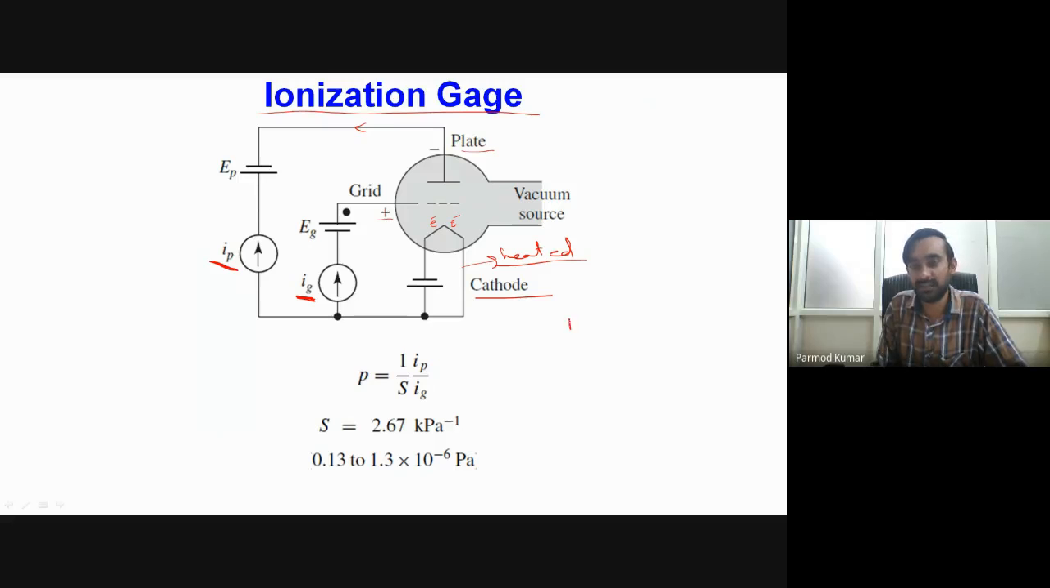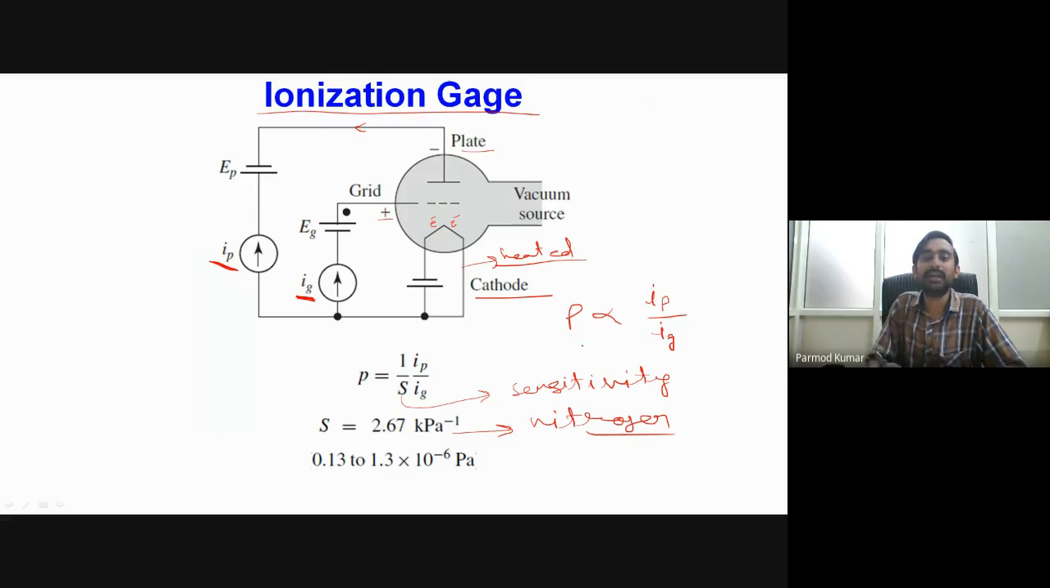It has been observed that pressure is proportional to the ratio of the plate side current divided by the grid side current. The pressure is related as 1 by S times IP by IG, where S is known as the sensitivity of the gauge. The value of S is 2.67 kilopascals inverse. This value is for nitrogen as the gas.